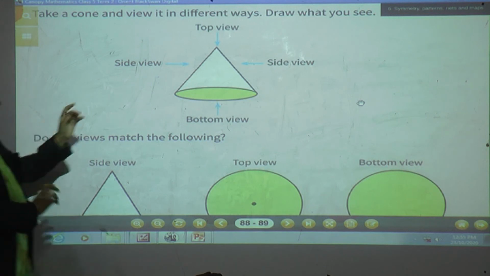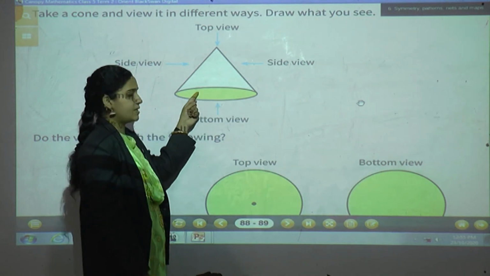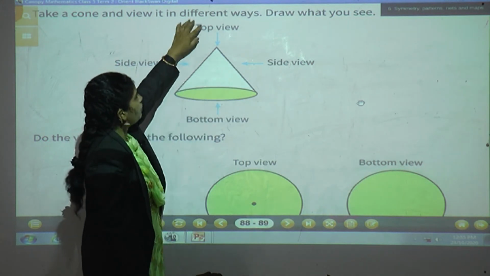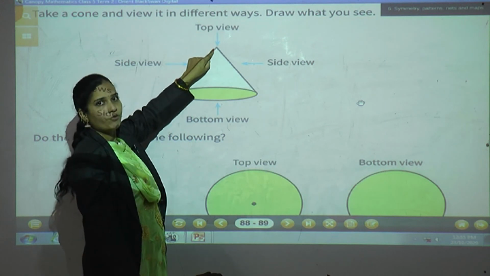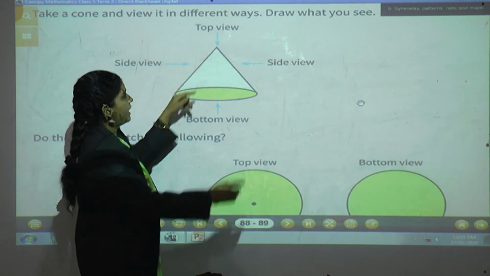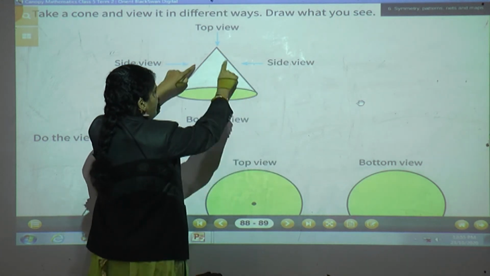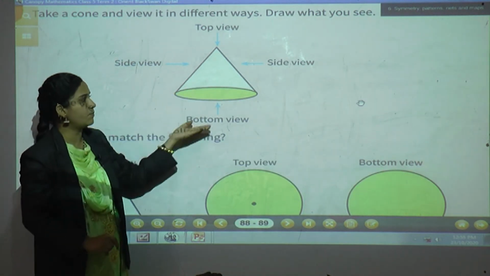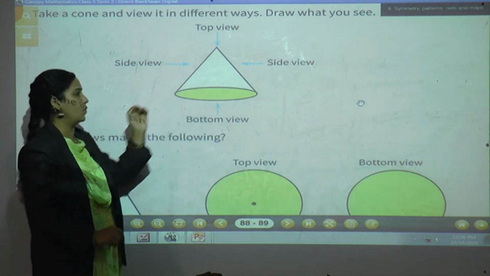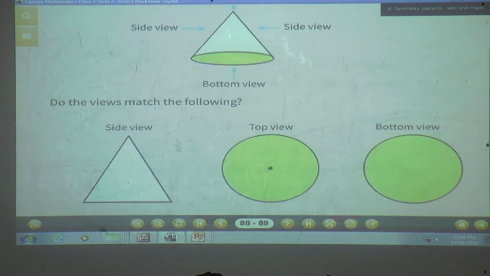See, this one is a cone shape, isn't it? This is a cone. So when we look from the top, this is the top view of a cone, and when we look from these two sides, these are the side views of a cone, and this one is the bottom view of a cone. So students, have all of you understood views of a solid?